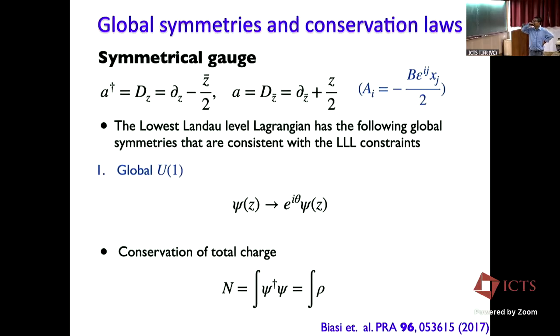Now I want to discuss the global symmetry of the lowest Landau level. I just use A and A dagger for notation, and we use the symmetric guys. The global U(1) is a symmetry of the problem. Changing the phase phi of the lowest Landau level electron field by a global phi is a symmetry, and the consequence is the conservation of the total charge.